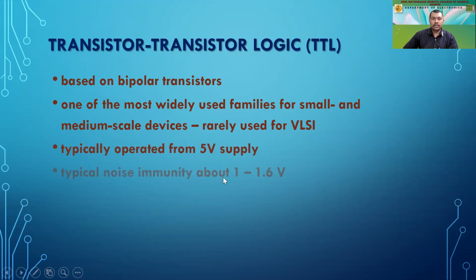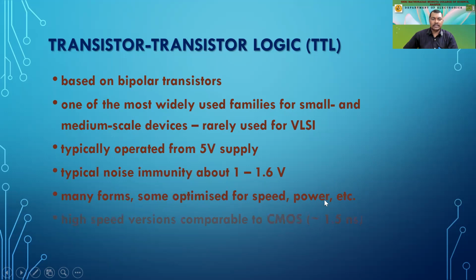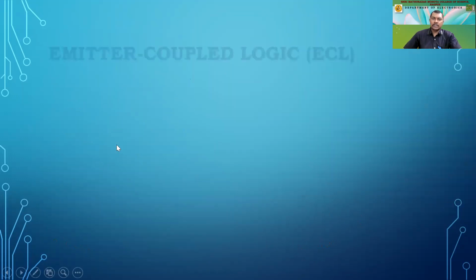Typically operated from 5 volt supply, yeah. Typical noise immunity is around 1 to 1.6 volt. Then many forms, some optimized for speed, power, etc. High speed versions comparable to CMOS, that is approximately equal to 1.5 nanosecond. So it has a very high speed comparatively with respect to the CMOS. It also has low power versions down to 1 milliwatt per gate. So the power consumption is very low. So these are the characteristics for transistor logic.